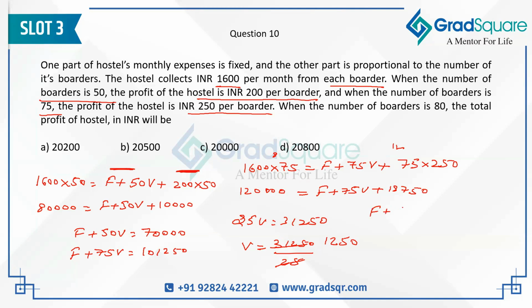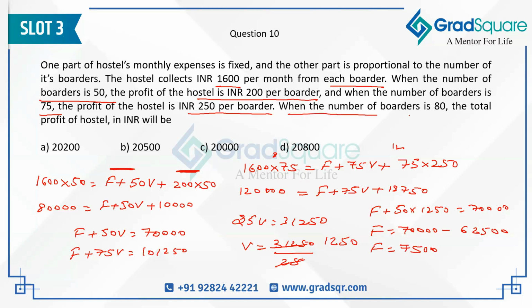I'm putting it in the first equation: F plus 50 times 1250 is equal to 70,000. If you solve this further, F will turn out to be equal to 70,000 minus this particular value. So I'm putting a 0, a 00 already there, and 125 into 5, which is going to be 625 if I'm not wrong. 62,500. So the value of the fixed cost turns out to be 7,500. Clear? So now we have both the values.